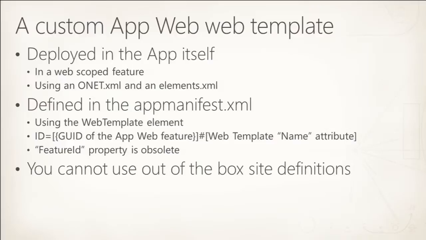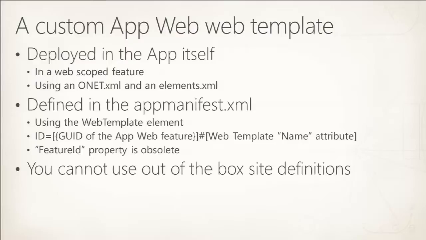So the custom app web template is deployed in the app itself in a web-scoped feature. So only in this case can we use a web-scoped feature to deploy a web template. That also means that whereas previously in SharePoint 2010, if we created a web-scoped feature and we put a web template in it, the deployment of your solution would fail. It wouldn't work because it would just tell you you can't deploy a web template in a web-scoped feature. That error message is no longer there because you actually can. So you have to make sure that you change the scope of your web template feature to site if you are creating a normal web template.